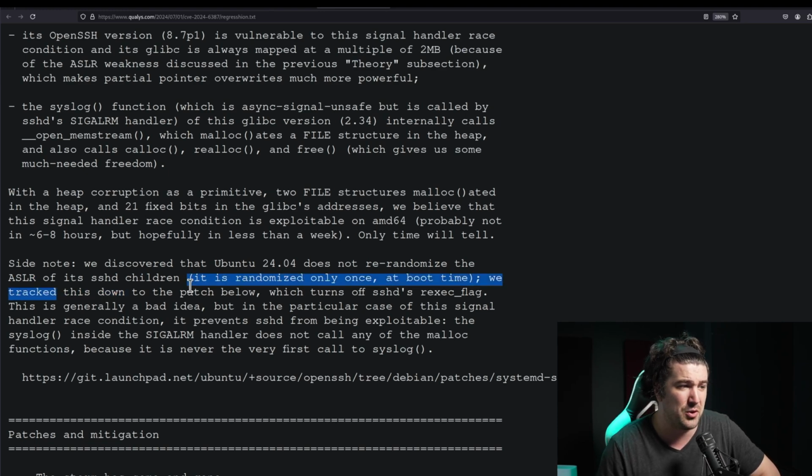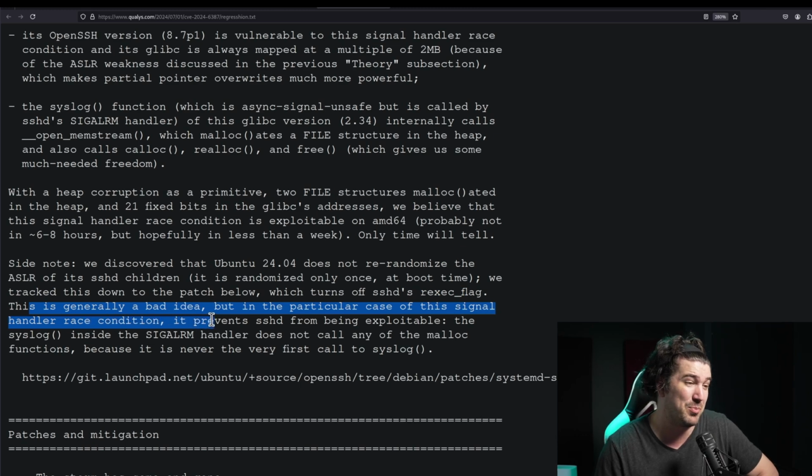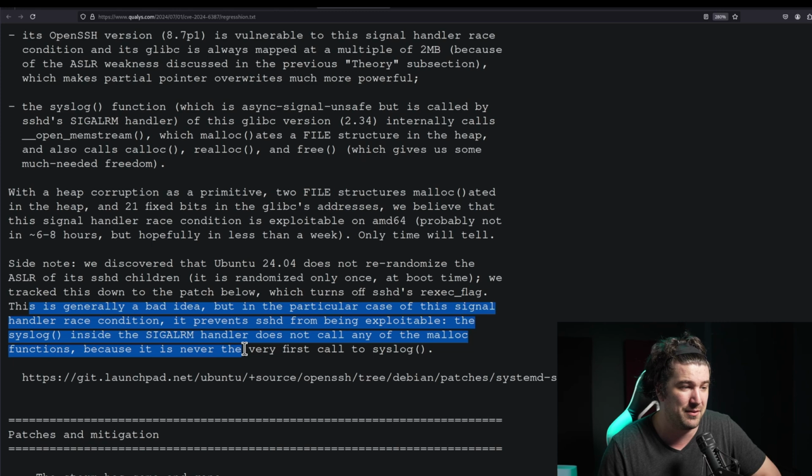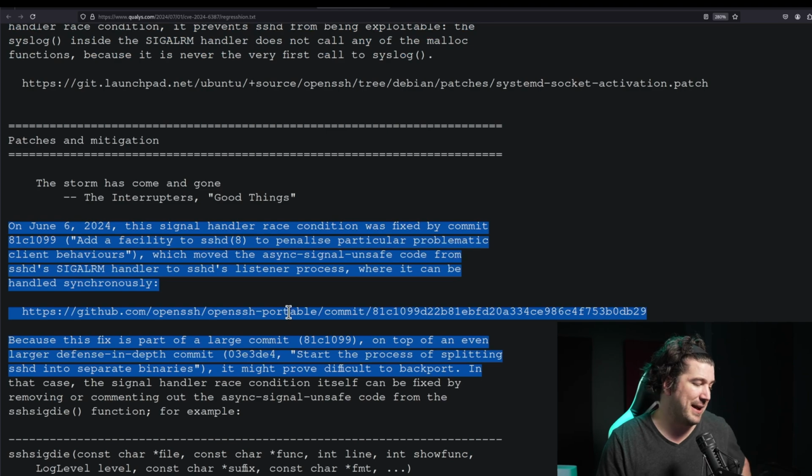We tracked this down to a patch below, which turns off SSHD's re-exec flag. This is generally a bad idea, but in the particular case of this signal handler race condition, it prevents SSHD from being exploitable. The syslog inside the SIGALRM handler does not call any of the malloc functions because it is never the very first call to syslog. Very cool. And then the patching. And that's patched.